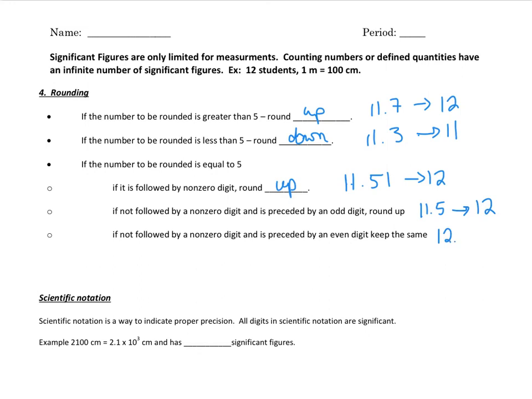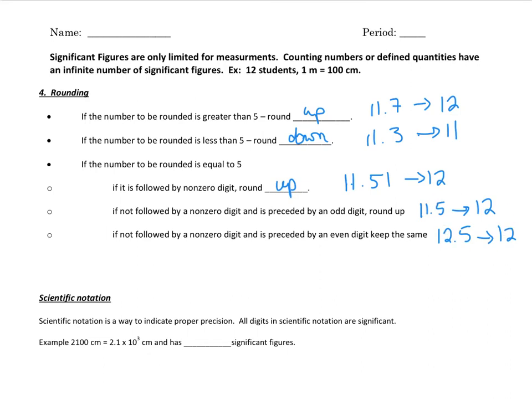What if that number was even? So let's say I have 12.5 or 12.50. If it's an even number, then you keep it the same, or basically round down. So that would be also 12.